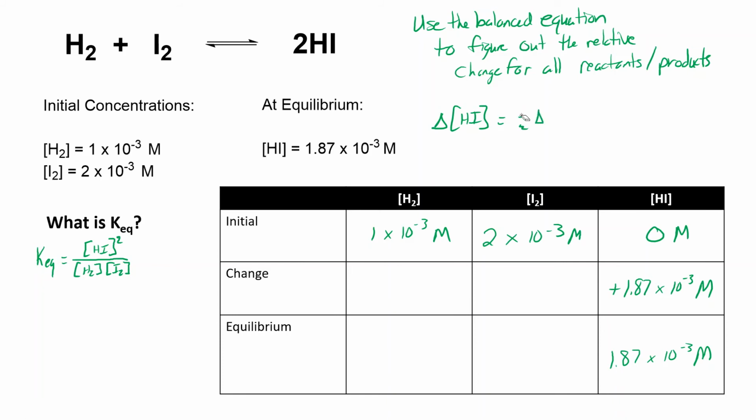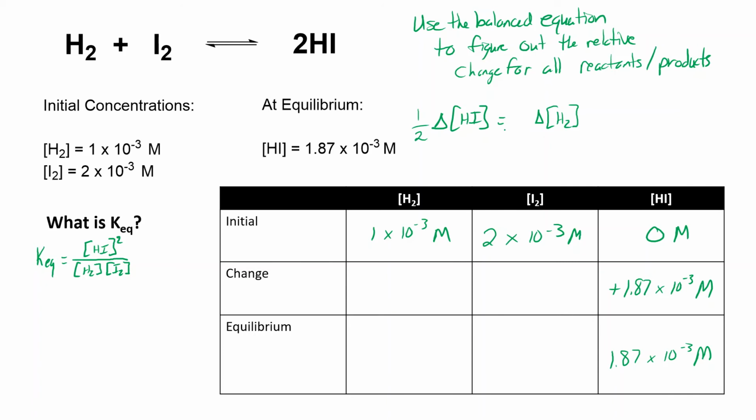is equal to 2 times the change in H2, right? Because for every mole of H2 that we react, we produce 2 moles of HI, right? So we could also write this, if I move this 2 to the other side, we could also write this: 1/2 the change in concentration of HI equals the change in H2. So we can do that.